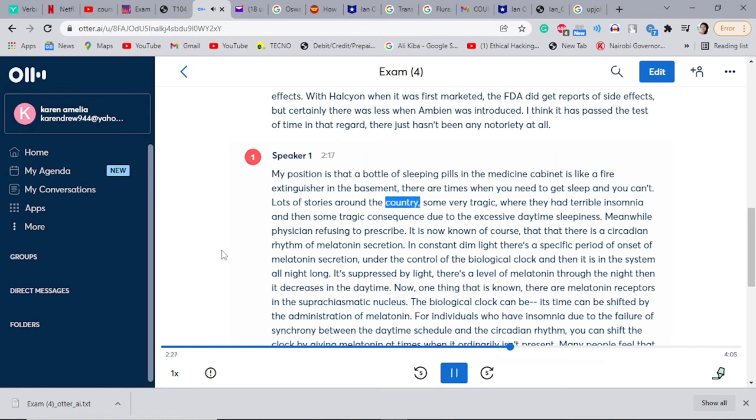Lots of stories around the country, some very tragic, where they had terrible insomnia and then some tragic consequence due to the excessive daytime sleepiness. Meanwhile, physicians refusing to prescribe.